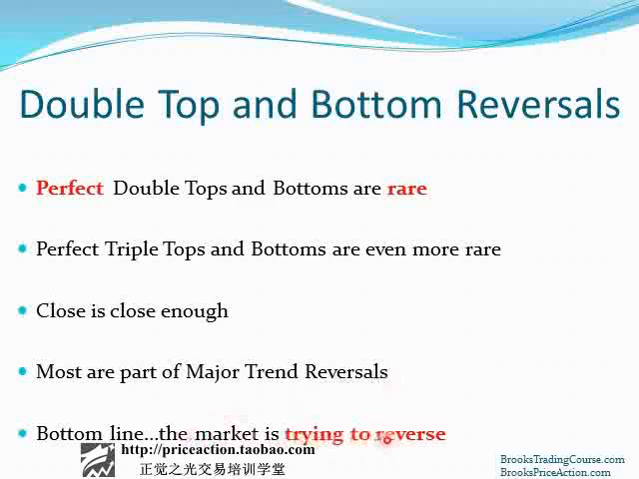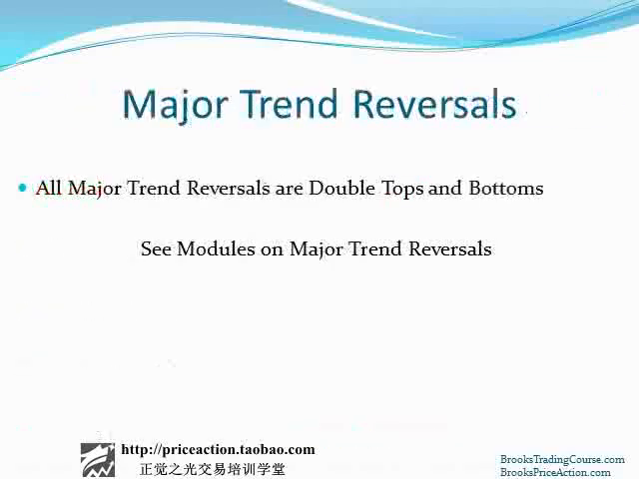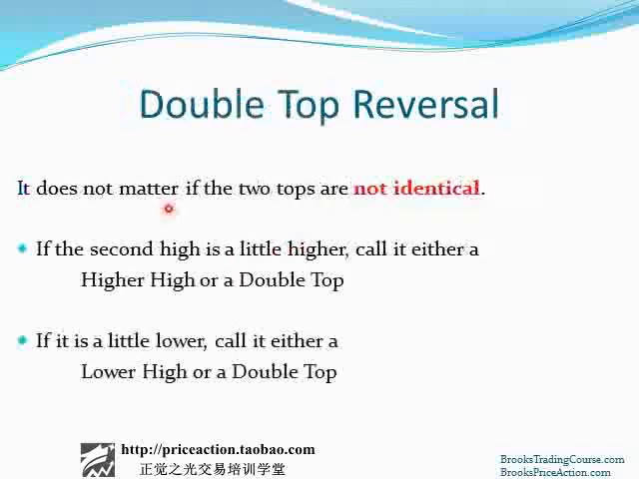Bottom line, the market is trying to reverse whether or not the pattern is a perfect double top or a perfect double bottom. Again, all major trend reversals can be thought of as double tops and bottoms. You can look at the module on major trend reversals. It does not matter that the two tops in a double top reversal are not identical.